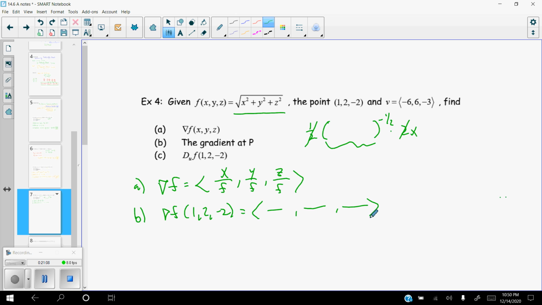So let's see, if I plug in 1, that's 1 squared, 2 squared is 4, another 4. So we get the square root of 9, which is nice. That's 3. That makes our denominator 3. And then we're going to have x, y, and then z on top.